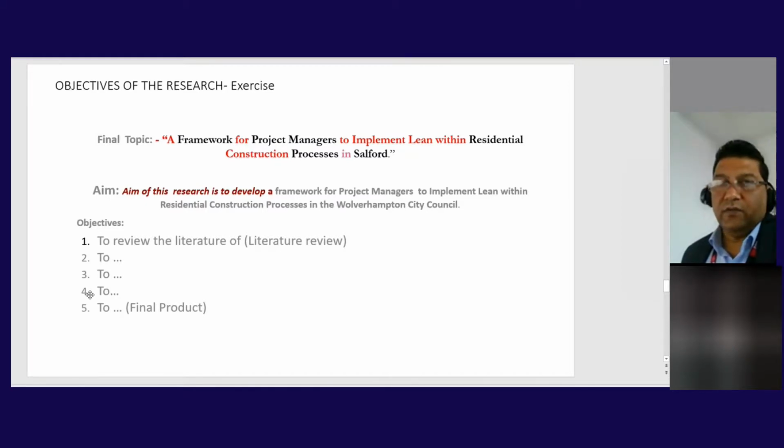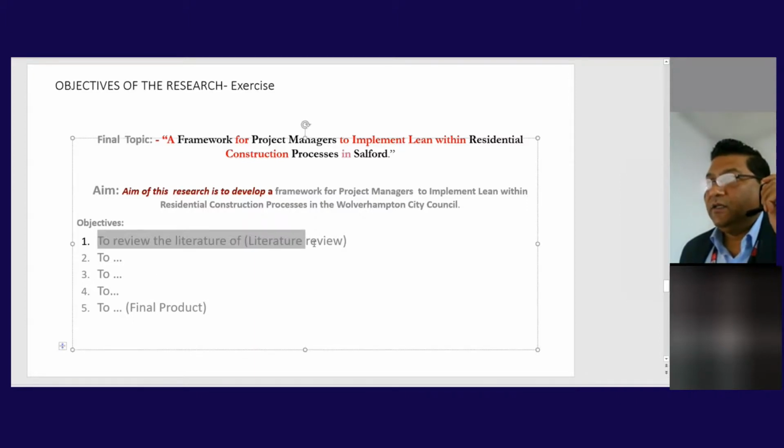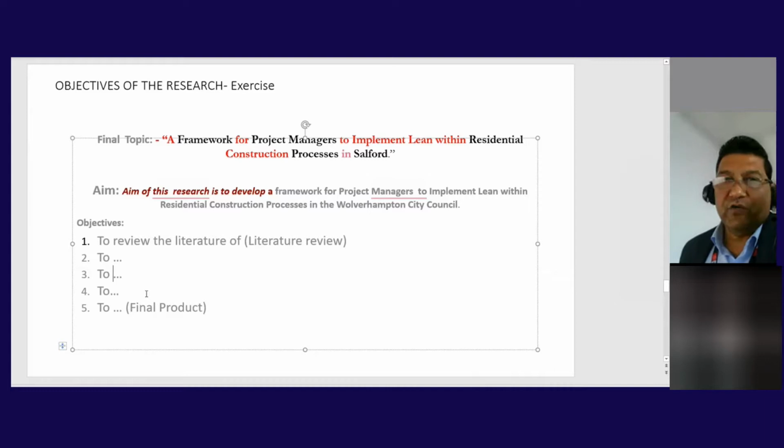I would suggest not to go more than that unless it is very necessary or essential to go for a sixth objective. Now how do objectives work? First, the objectives must be to review the literature. All the objectives will start with to do this: to analyze, to evaluate, to examine. Use the action words. So the first objective will be to review the literature of what? What literature review are you going to do?